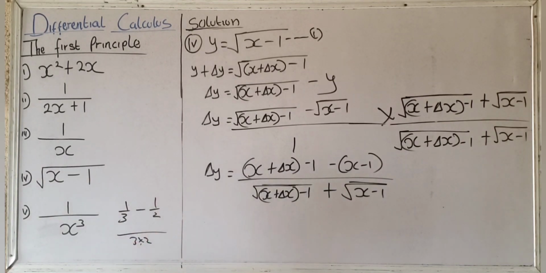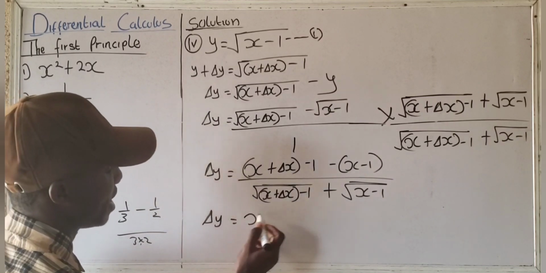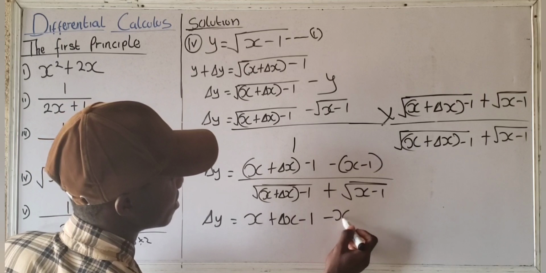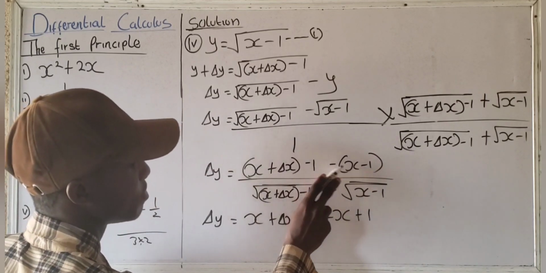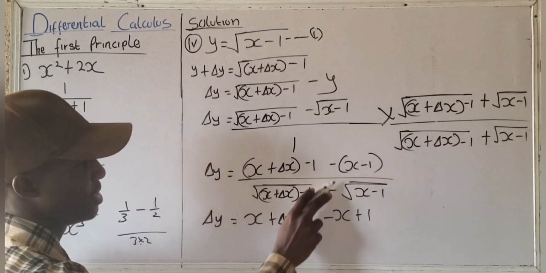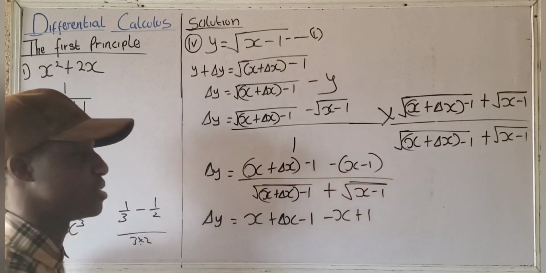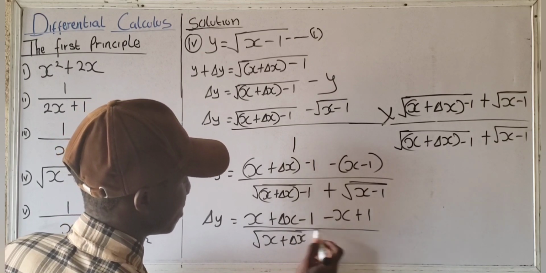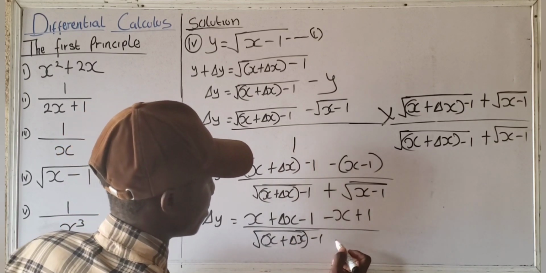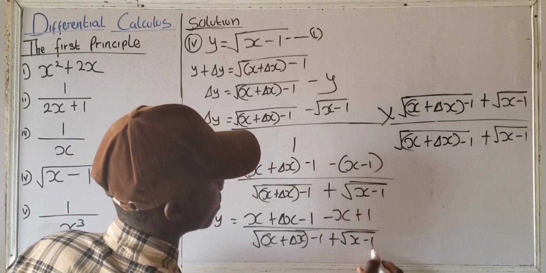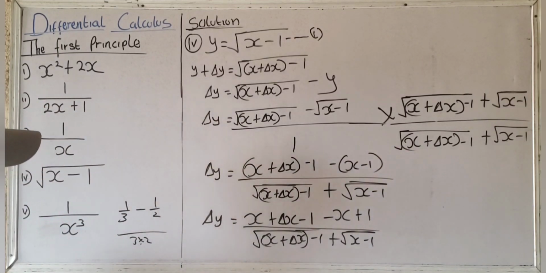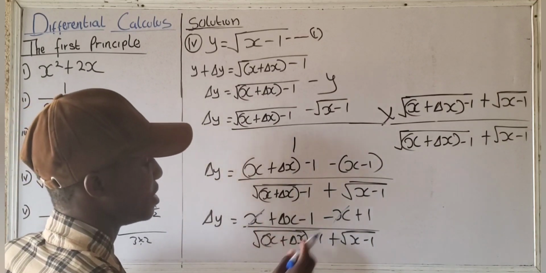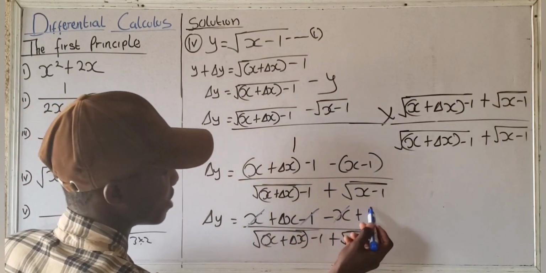For this I'm going to have delta y equals x plus delta x minus 1 minus x plus 1. Because this negative multiplied by this x gives negative x, and this negative multiplied by this negative 1 gives positive 1. So this will be all over the square root of x plus delta x minus 1 plus the square root of x minus 1. Now, you can see that we can cancel out this. Negative 1 will cancel positive 1, negative x will cancel positive x.